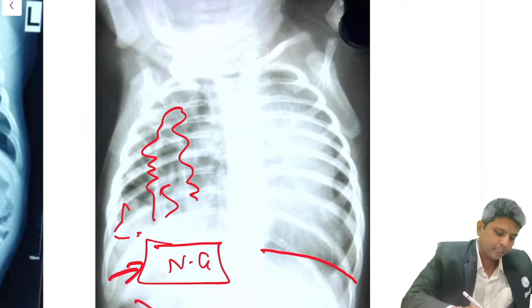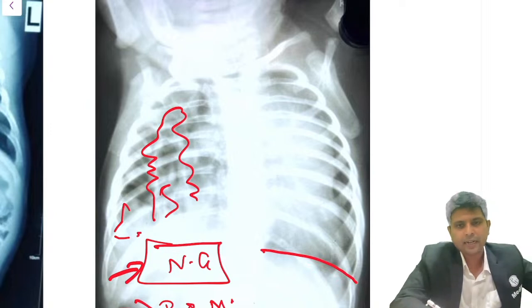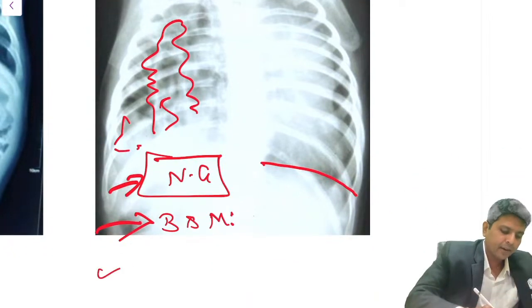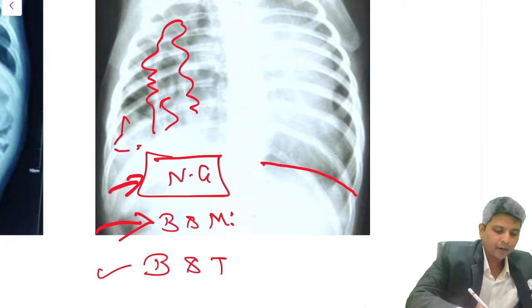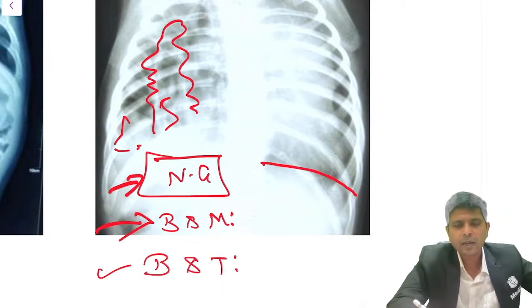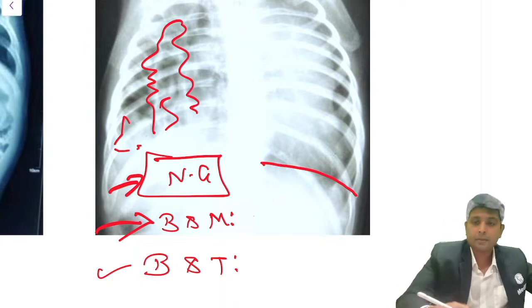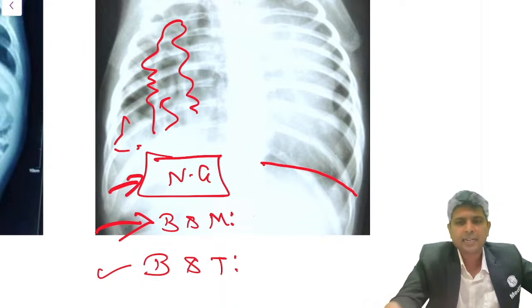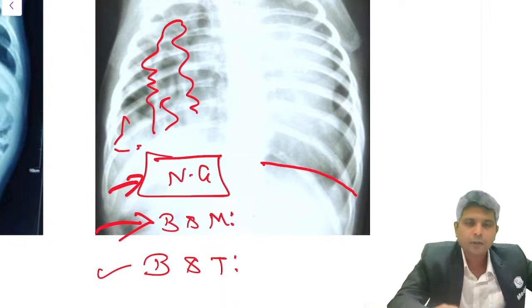Next point. Bag and mask is contraindicated. Why is bag and mask contraindicated? Whenever you do bag and mask ventilation, the majority of the air, apart from going into the trachea, will go into the esophagus and intestinal loops, leading to an increase in respiratory distress. So instead of bag and mask, you need to opt for bag and tube ventilation. That means you need to put an endotracheal tube and attach the Ambu bag to the endotracheal tube.